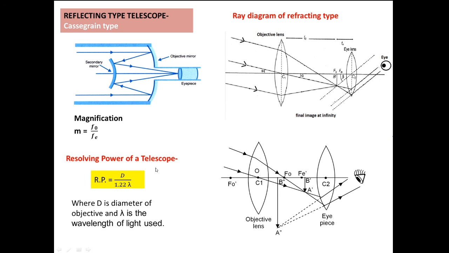Now its resolving power is the same, but here, in place of 2n sin theta, it is diameter d by 1.22 lambda. It is an empirical formula, given without derivation. So the question is, why is the diameter of the objective kept larger? To increase its resolving power. And if lambda changes, meaning the color changes, then the resolving power will change. This is all about the reflecting and refracting type telescopes.